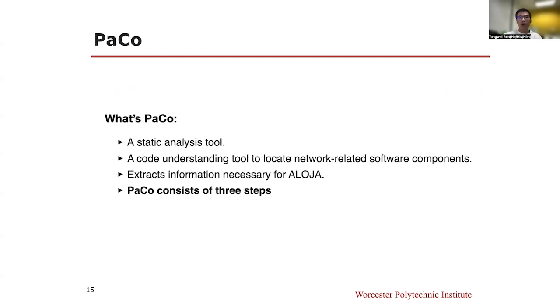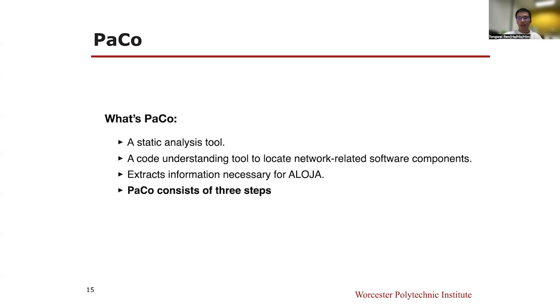Let's look at Paco first. So what's Paco? Paco is a static analysis tool. It's a code understanding tool to locate network-related software components. It can extract necessary information for Aloja. The necessary information means the information that Aloja needs to finish the advanced analysis and mutation injection.